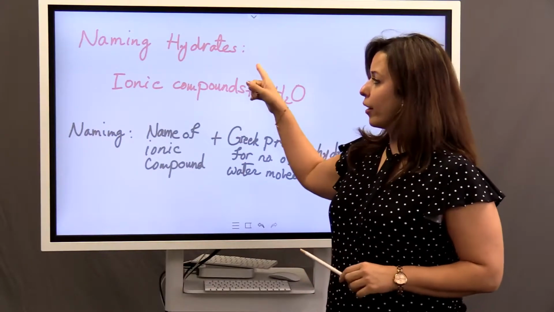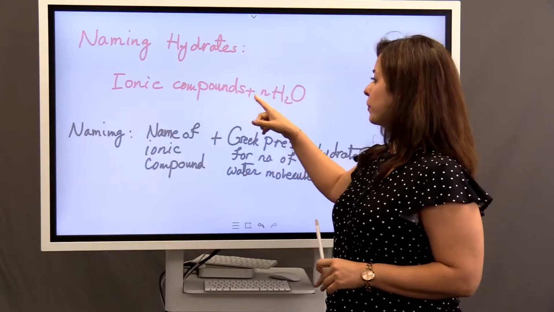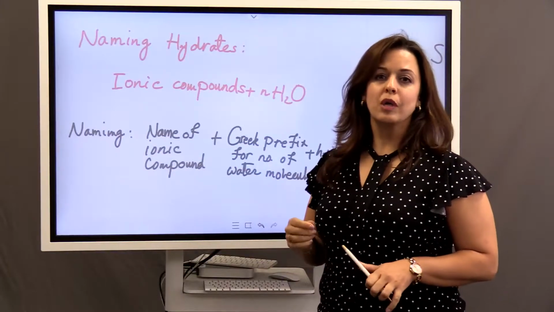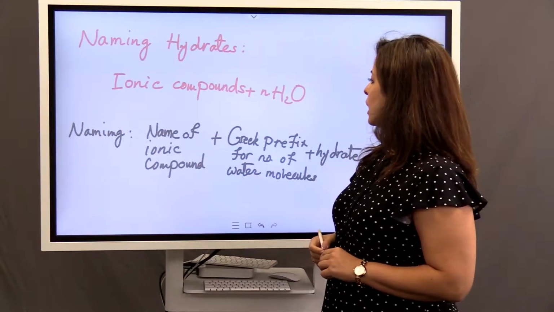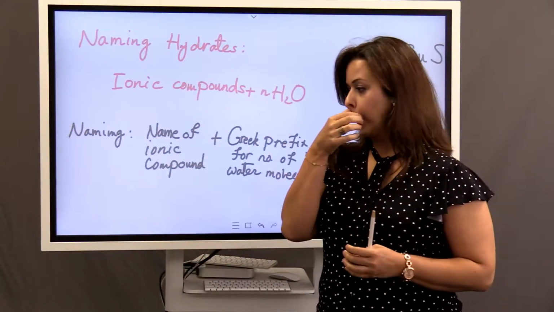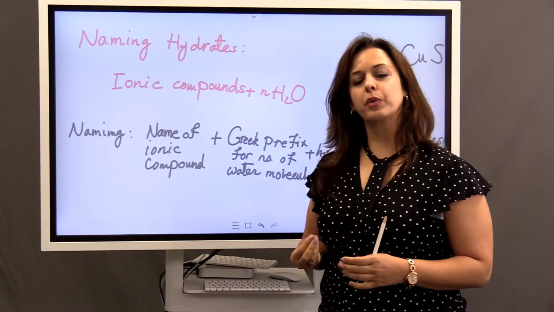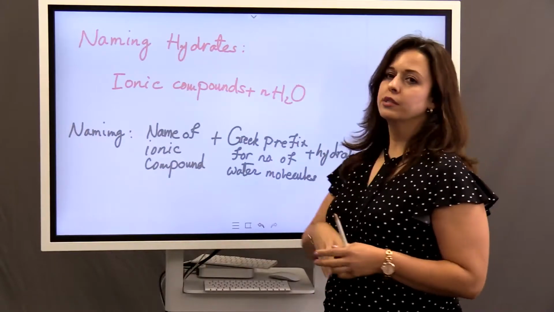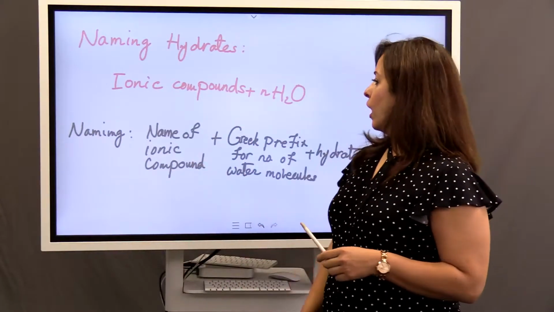So, what are hydrates? They are ionic compounds that are attached to some water molecules, and these water molecules are actually loosely attached. So, as soon as you heat them a little bit, this water is going to go away.